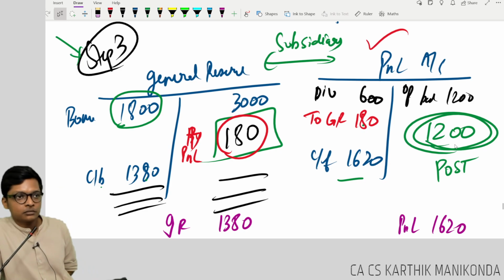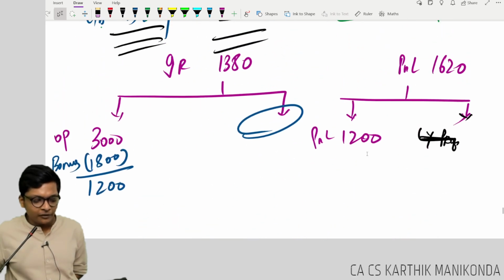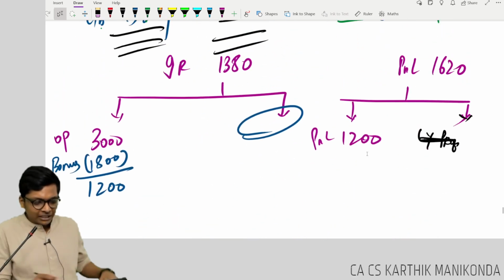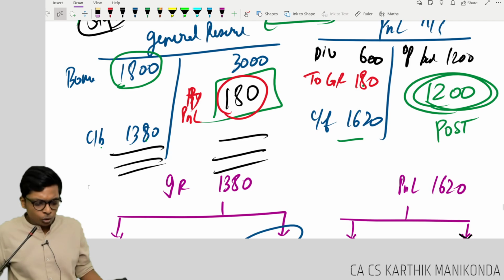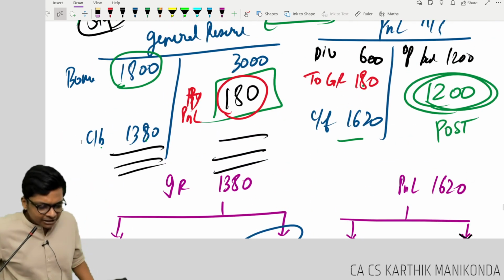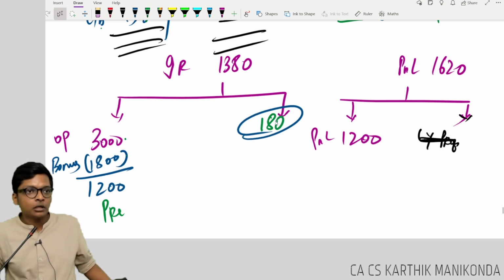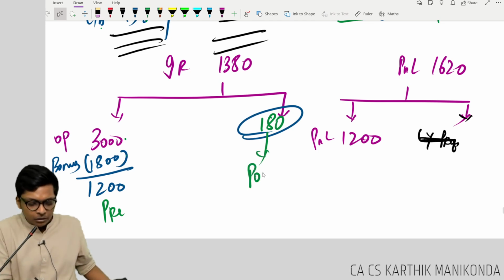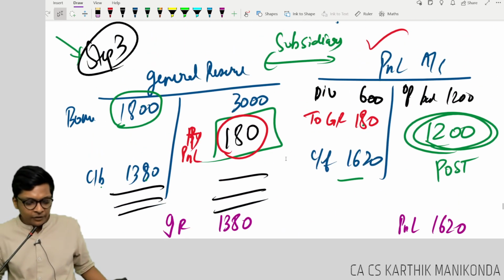Are you guys following? Clear? Same thing if I have to represent in the chart, look at this. Pre is 1200. Current year in general reserve, opening is 3000 minus 1800, balance 1200. So current year addition is how much? 180. 180 will be post. Are you following, guys? I am doing the sum in both ledger and the diagram that we usually do.